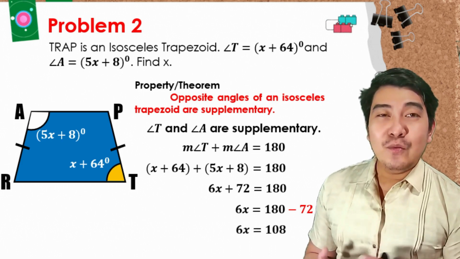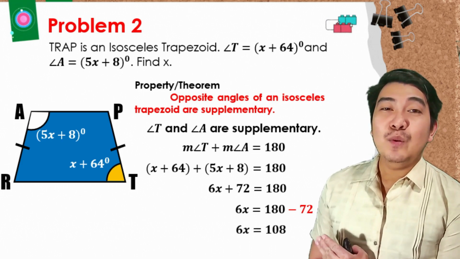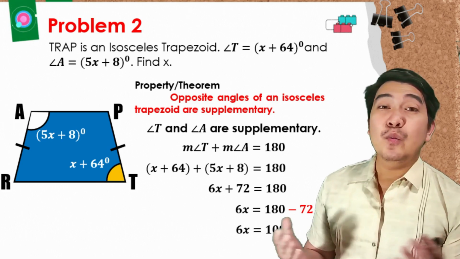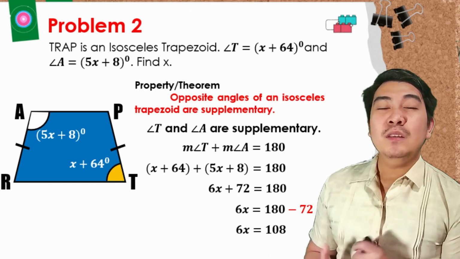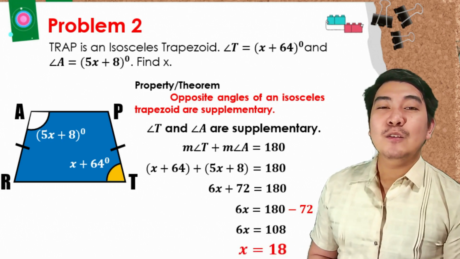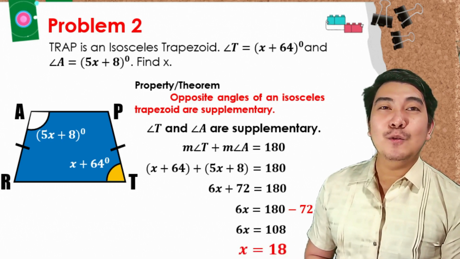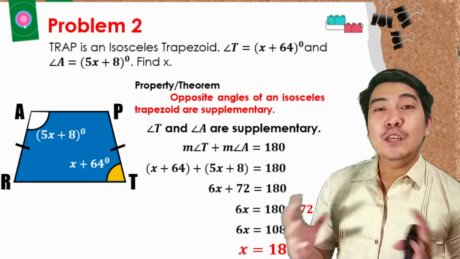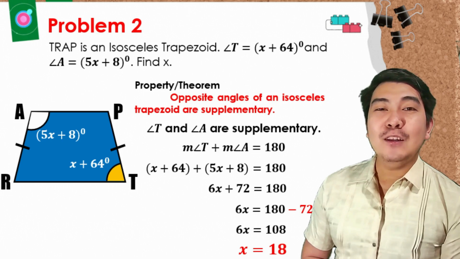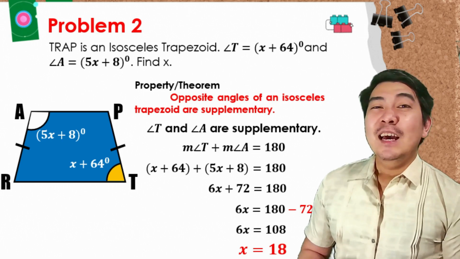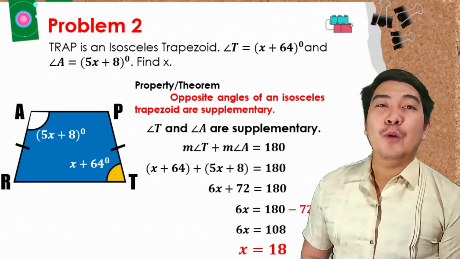We only need the value of x, but we are given the value of 6x. Therefore, we need to divide both sides of the equation by 6. Dividing both sides of the equation by 6, the result will now be x is equal to 18. So this will be the end of our solution, since we are only to find the value of x. Let us now proceed to the third problem.